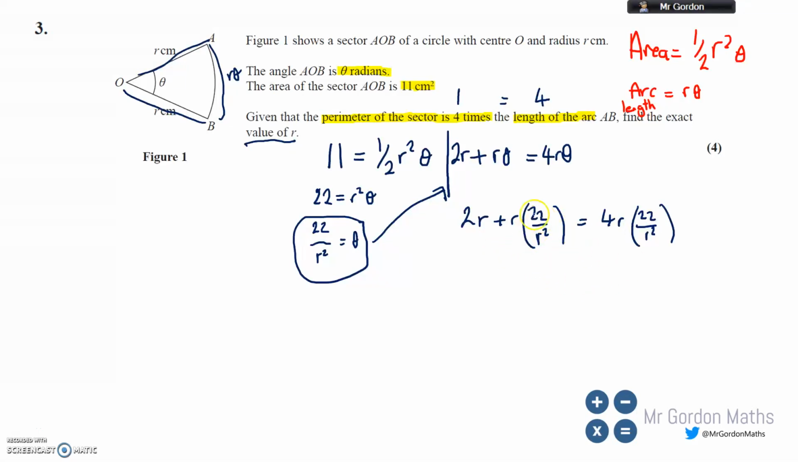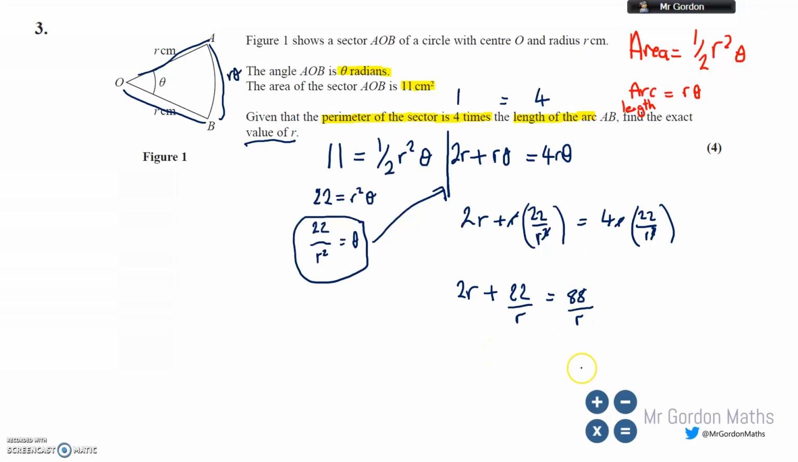Simplifying this now, let's simplify these fractions first. So we're going to get 2r plus r times, well, r over r squared. That's going to cancel out one of the r's there, and cancel this one out. So we're just going to end up with 22 over r is equal to, well, 4 times 22 is 88. And an r over an r squared is just going to leave you with an r on the bottom. So we end up with this.